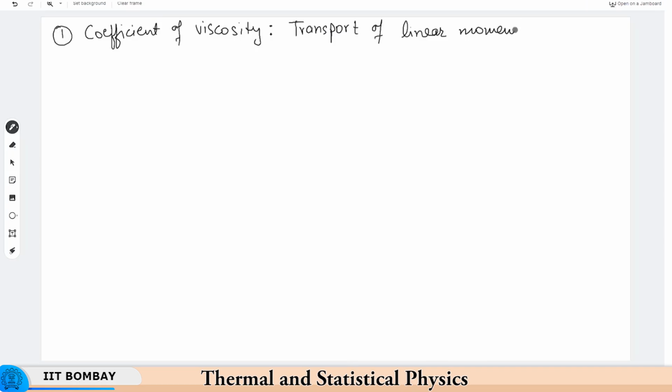So, the first one is basically transport of momentum, or viscosity, the coefficient of viscosity, which is a result of transport of linear momentum. Okay. So, let us see how we can understand that, all right.